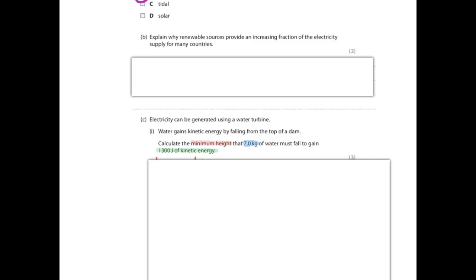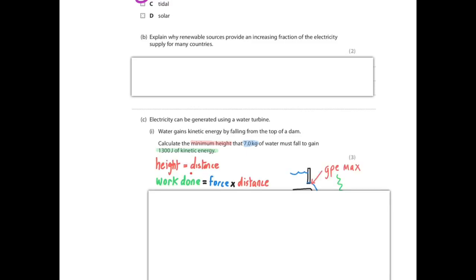So we've got height, we've got mass, and we've got energy, kinetic energy, which can possibly be linked to gravitational potential energy. So we're trying to work out height. Height is a distance, and this is a suitable formula you can use. There's actually two formulas you could use, but let's focus on this one first. Work done is basically another word for energy used, so energy transferred. Work done is measured in joules, so that would account for this.